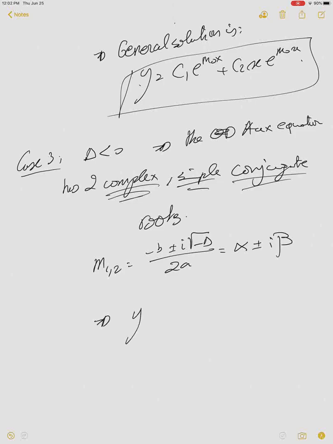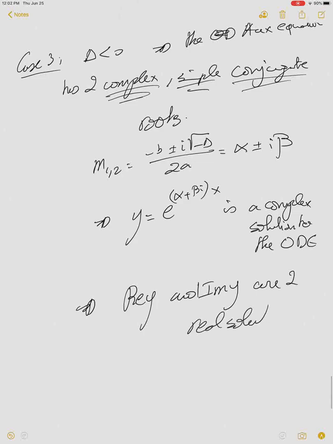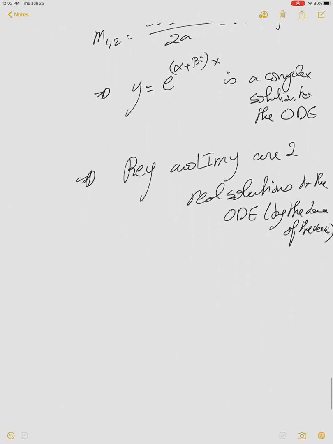So this implies that y equal e to the (alpha plus beta i) x is a complex solution to the ODE. And this implies that real of y and imaginary of y are two real solutions to the ODE. This is by the lemma of the review. Remember, here the ODE has constant coefficients that are real. Okay. Now, what is the real of y? What's the imaginary of y? So this is y1 equal real of y, y2 equal imaginary of y.